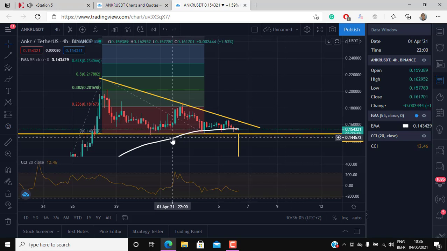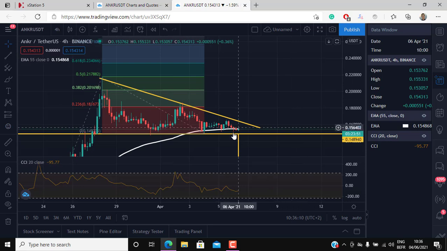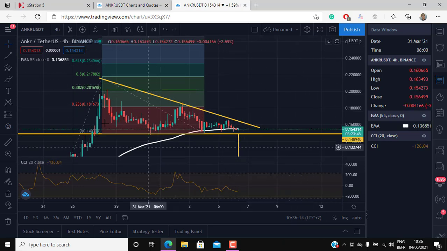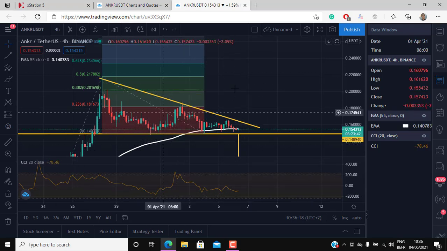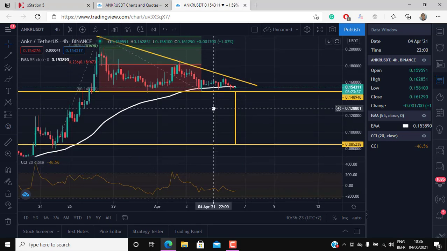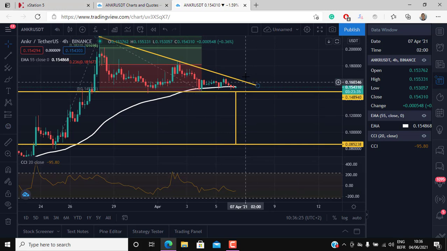And in that case we'll probably create either a cup and a reversed cup and handle, or a head and shoulders. But to be honest, here I don't see it. It's not a scenario that is plausible in my opinion. So right now we have two scenarios: either break to the downside, or break to the upside.